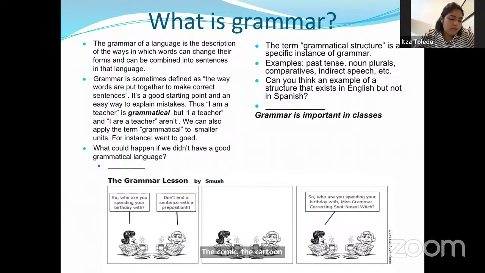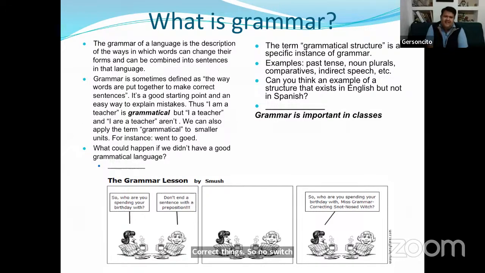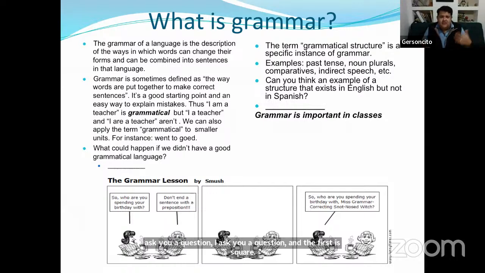So, who are you spending your birthday with? Don't end a sentence with a preposition. So, who are you spending your birthday with? Miss Grammar correcting. It's a British humor, right? But it says the reality. I ask you a question. In the first square, "So who are you spending your birthday with?" Was it incorrect?